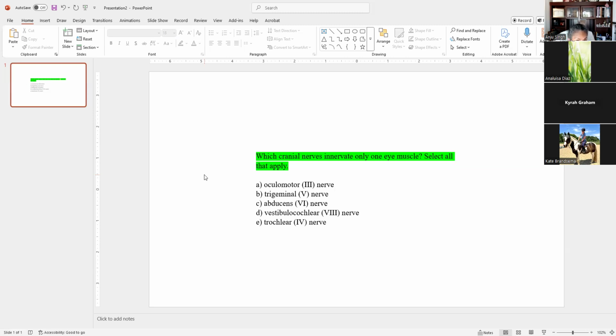Isn't it C and E? C and what? E. Yes. SO4 LR6, remember? Superior oblique is supplied by the fourth, and lateral rectus by the sixth cranial nerve.